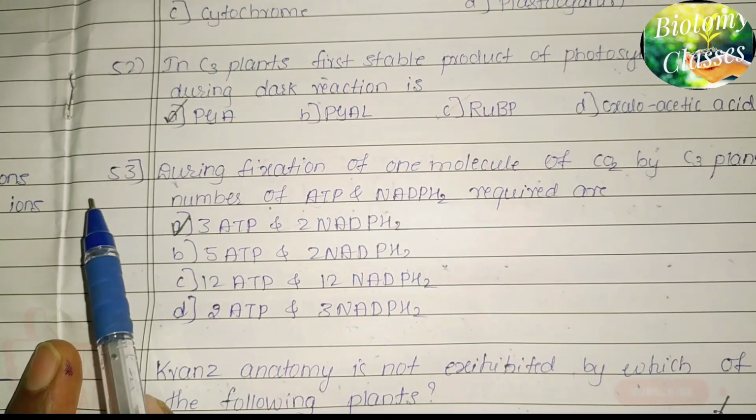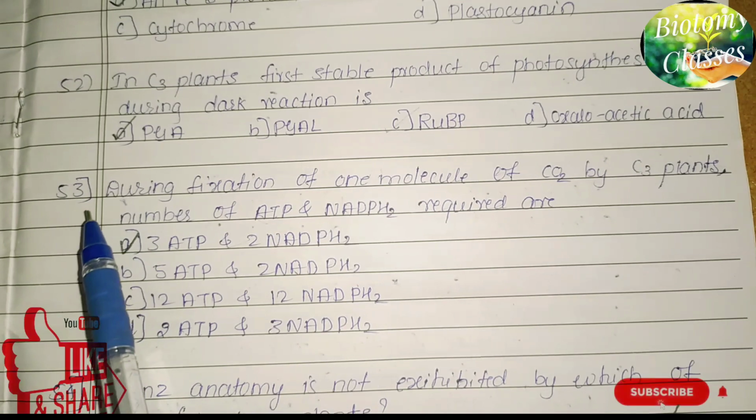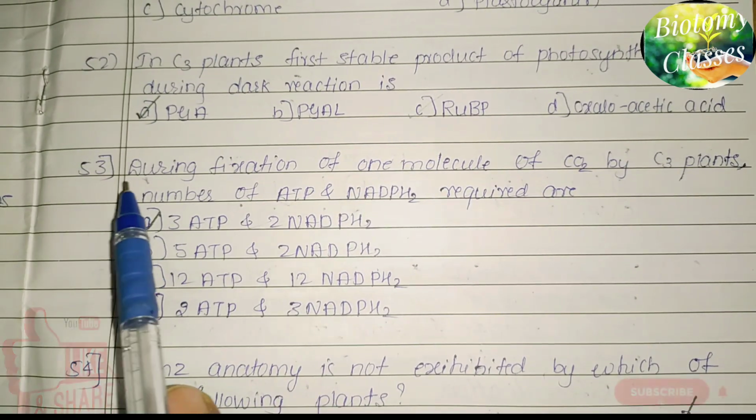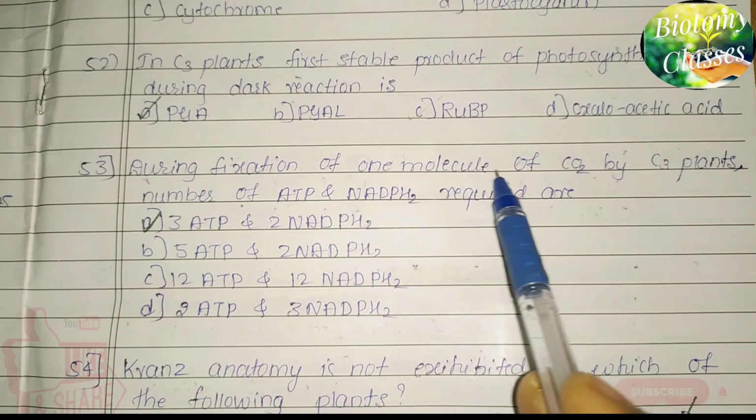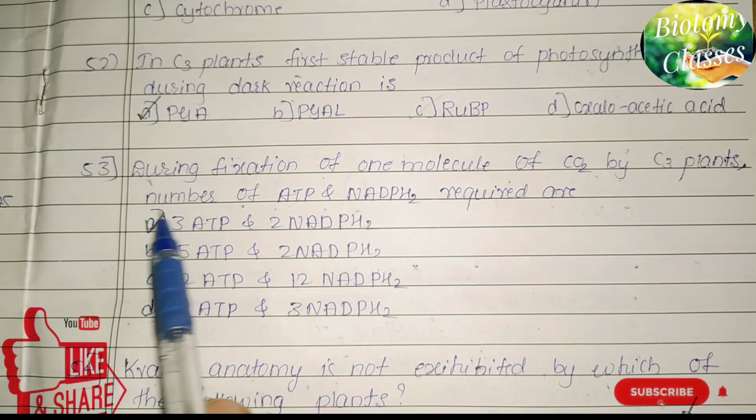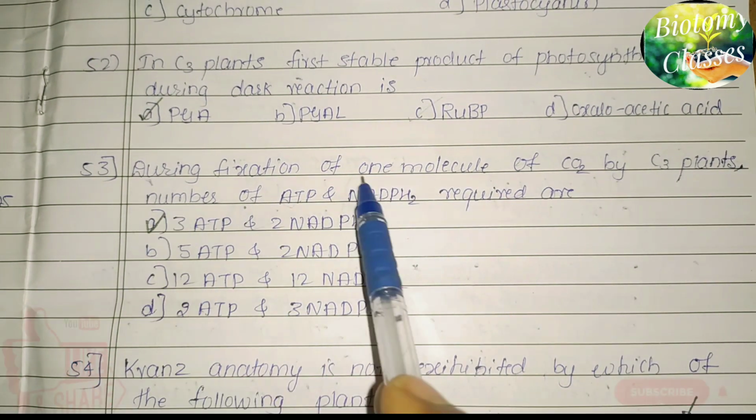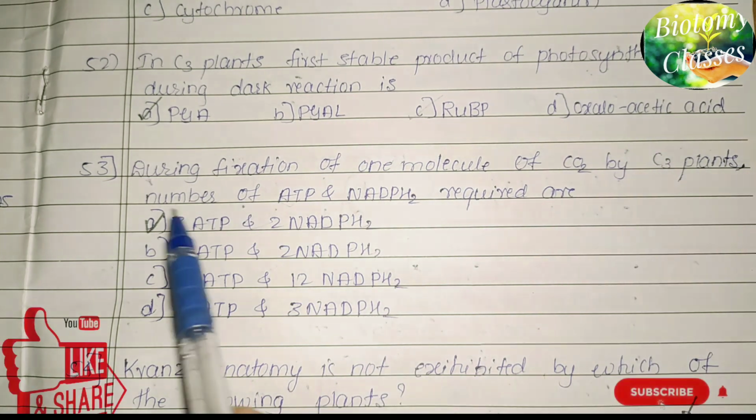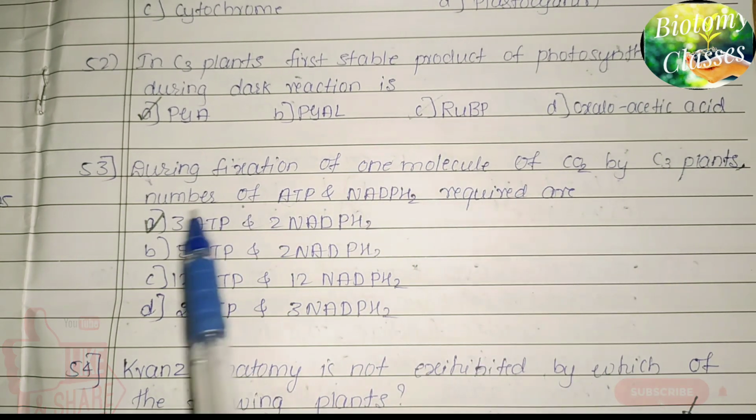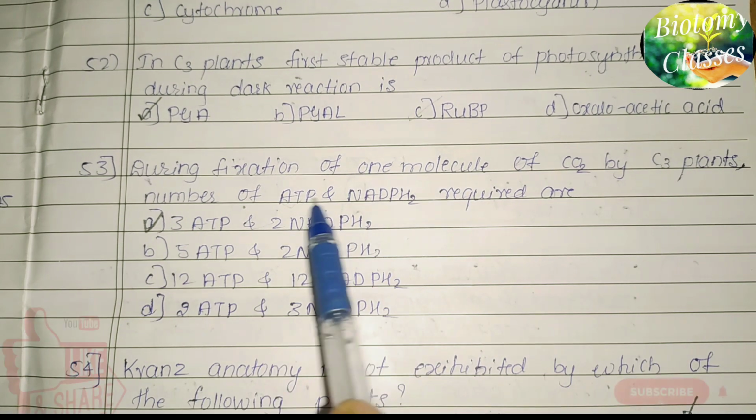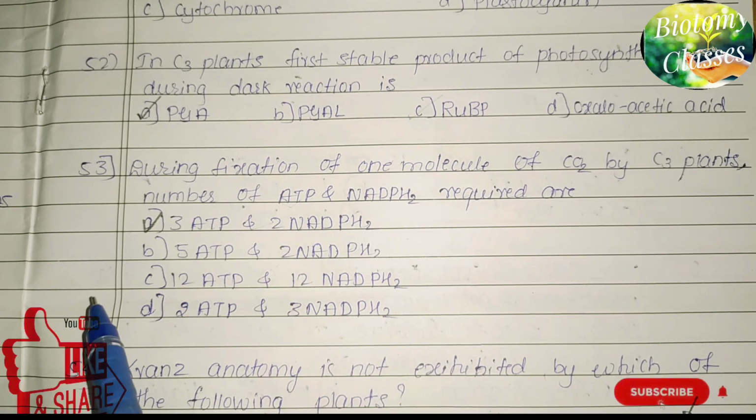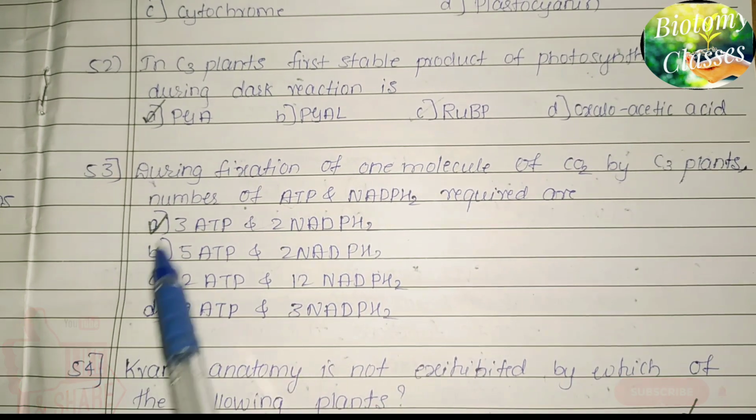53rd question. During fixation of one molecule of CO2 by C3 plants, the number of ATP and NADH2 required are 3 ATP molecules and 2 NADH2 molecules. So A is the right answer.